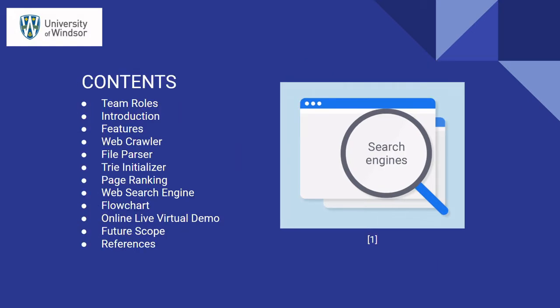So here are the contents of the presentation. First, we will tell about the team roles and give a brief introduction about the project. After that, we will explain all the features of the web search engine. Then the flowchart will explain the working of the project. It will be followed by a live demonstration on the Eclipse IDE, and in the end we will discuss the future scope of this project.